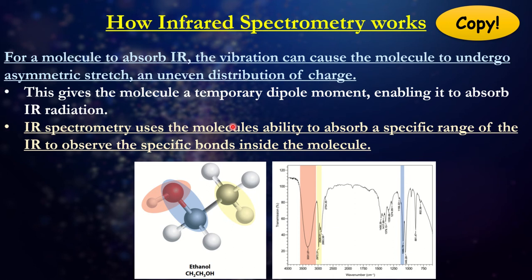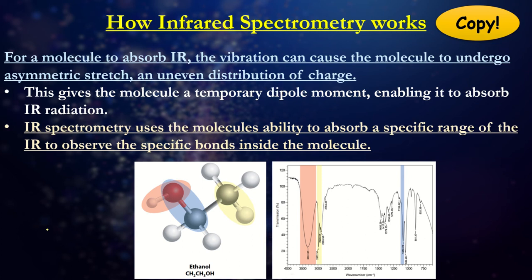Okay, so how does infrared spectrometry work? It essentially works by having molecules absorb infrared radiation, causing the vibration of the molecule to undergo some kind of asymmetric stretch, and this causes an uneven distribution of charge.